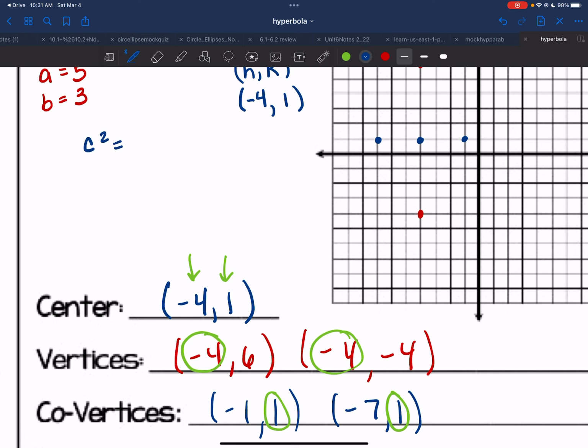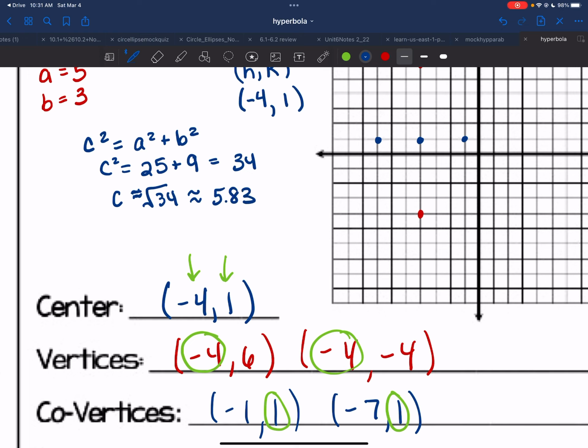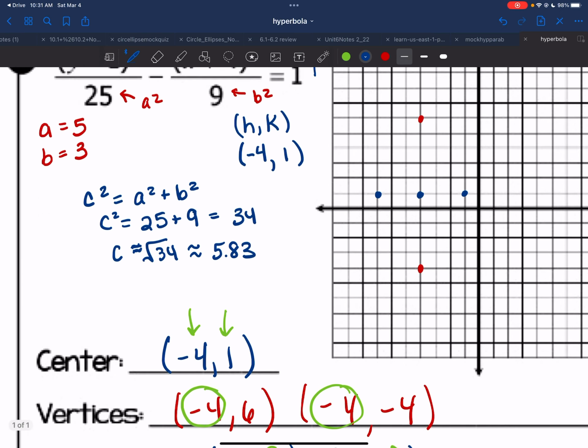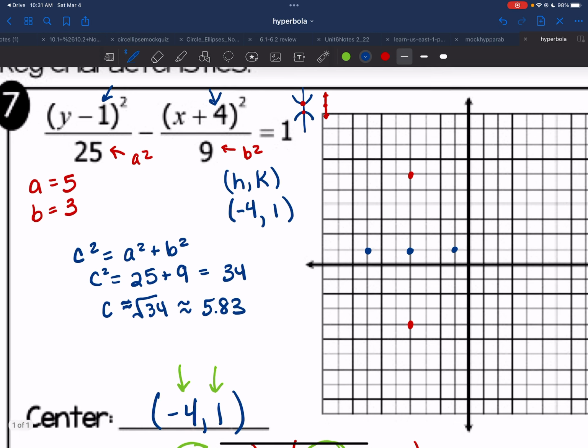All right, let's figure out our foci. So that's a squared plus b squared. We're talking about 25 plus 9, which gives me 34. So my c is going to equal the square root of 34, which is about 5.83. So my foci are going to be about 0.83 more than my vertices, right? Because this is a 5.